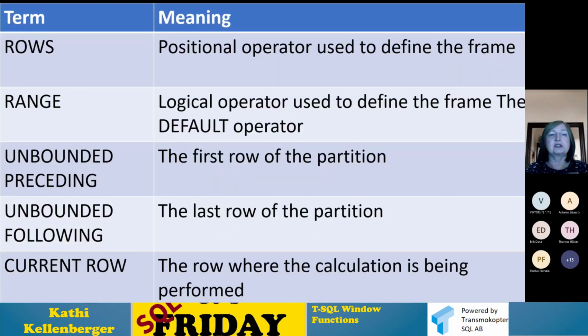There are some terms to learn. What I suggest is, I'll show you how to get the slides later. Download the slides, and if you need to, print this page out and put it next to you where you can go back and refer to it. We have a term called rows, which is a positional operator. It's going to define that frame. We also have this thing called range. Range is a logical operator.